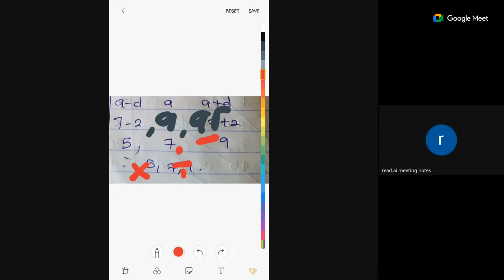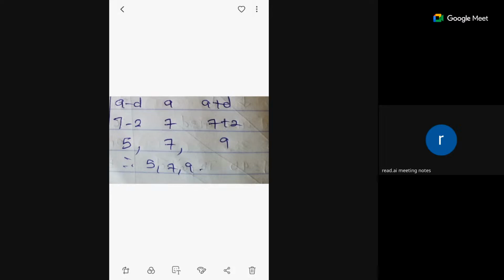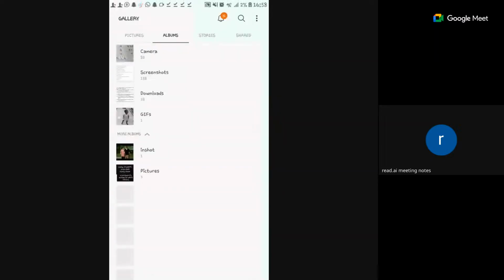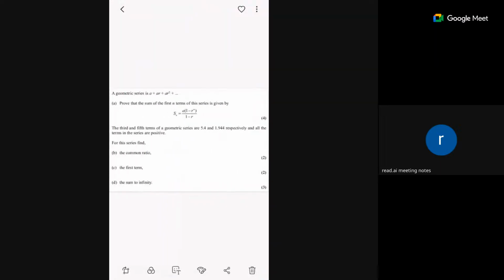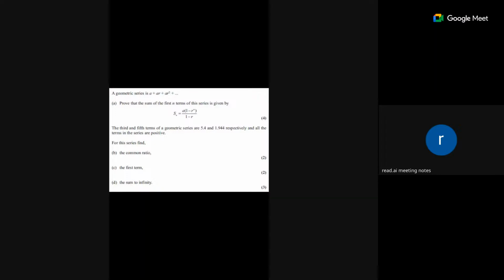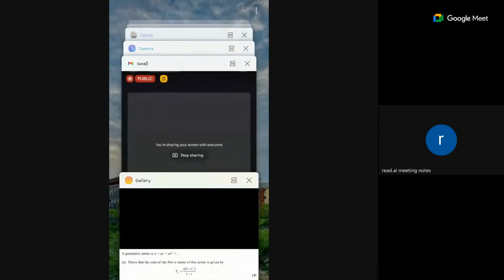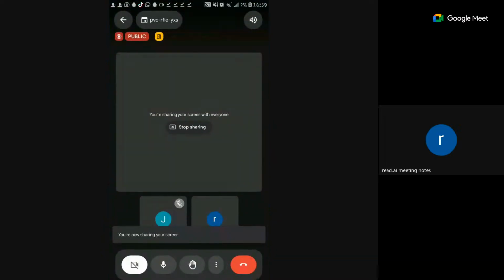So let me look for, before I move forward, the one that we are trying to solve, we didn't finish it. They asked us to find the sum. Okay, we've calculated for the common ratio to be 0.6, and for the first term. Now they asked us to find the sum of infinity.